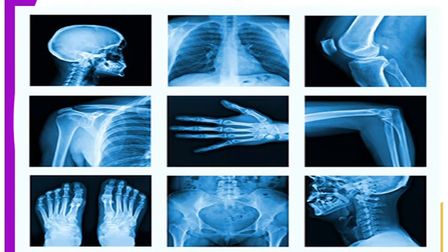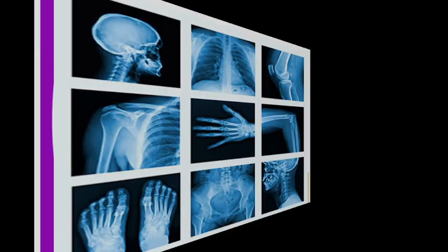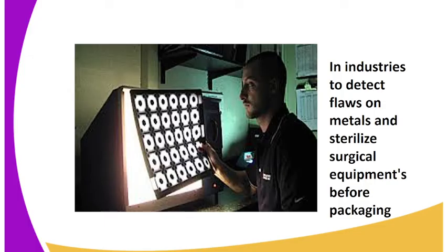For example, if someone has a broken limb, we take that person through an X-ray, and the broken limb can be revealed. And also, diagnosis of softer tissues such as lungs, liver, spleen, heart or kidney can also be done. Next, they are used in industries to detect flaws in metal castings and welding. The radiation is also used to sterilize surgical equipment before packaging.